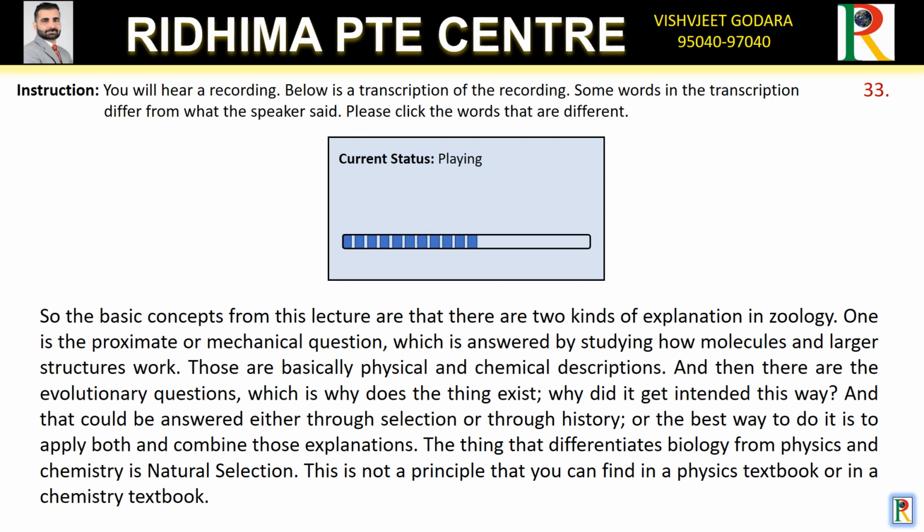And that can be answered either through selection or through history, or the best way to do it is to use both and combine those explanations. The thing that distinguishes biology from physics and chemistry is natural selection. This is not a principle that you can find in a physics textbook or in a chemistry textbook.